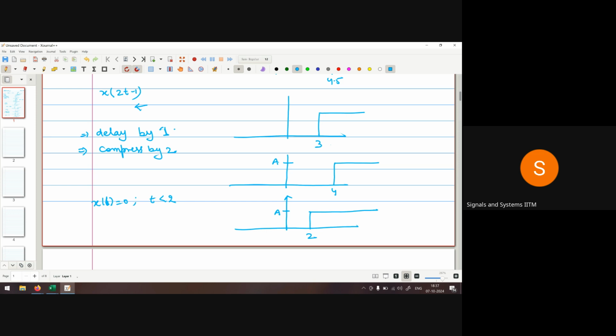You can go with the forward approach also. This is fine, sir, I understood. If you are aware of the forward approach, you can try with the forward approach also. The answer should be the same. Now any doubts?